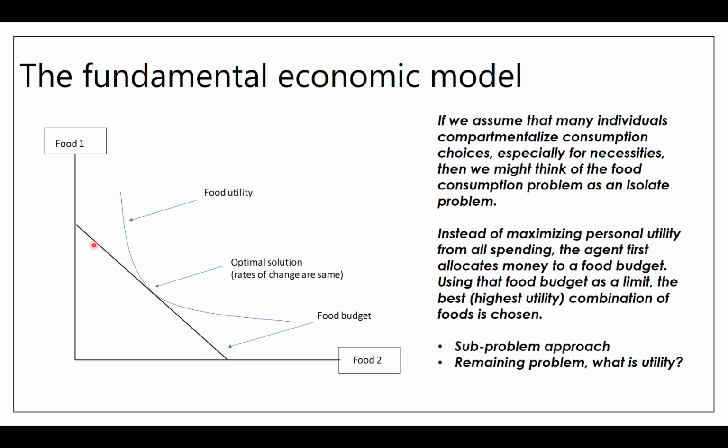This is the line that tells you combinations that cost the same, and getting a higher utility is better, so this is the optimal solution. And it has that rate of change solution that we want, right? So the price ratio of the foods is equal to their trade-off in marginal utility.